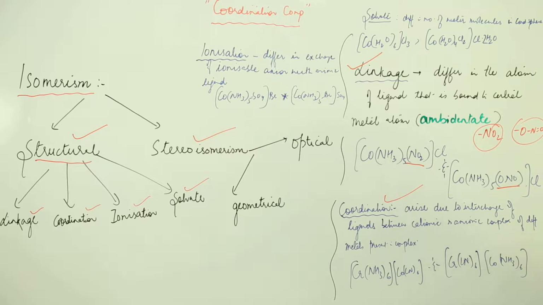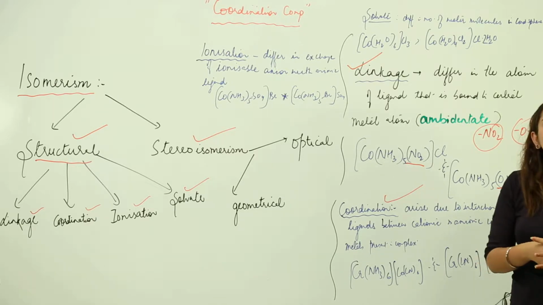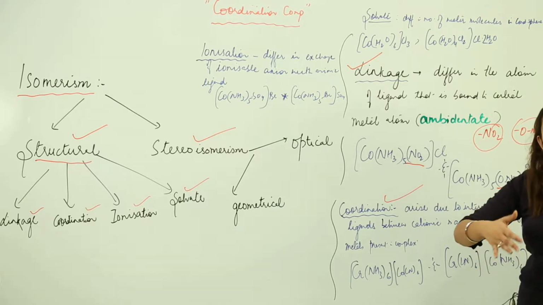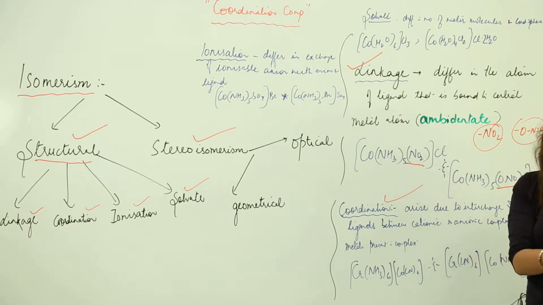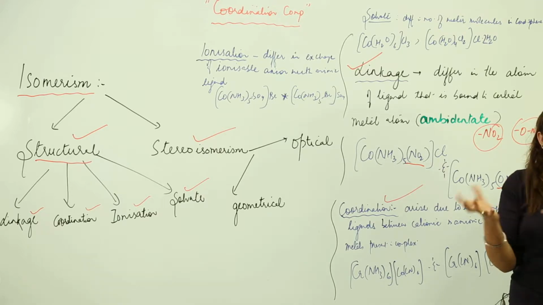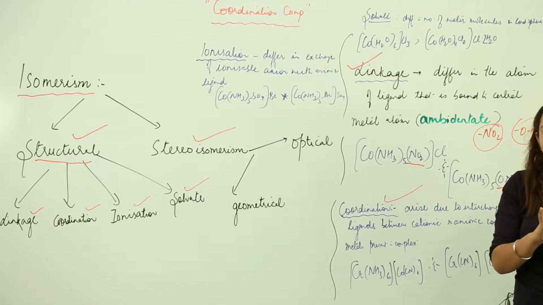Second is the coordination one. What happens in the coordination one? It is seen in complexes in which we have an anionic complex as well as a cationic complex. And what is going to happen in this case? There will be an exchange of ligands between the cationic and the anionic complex.